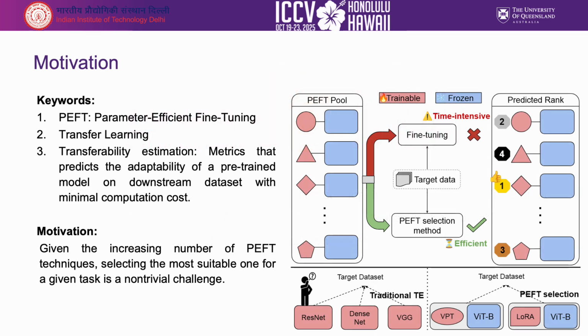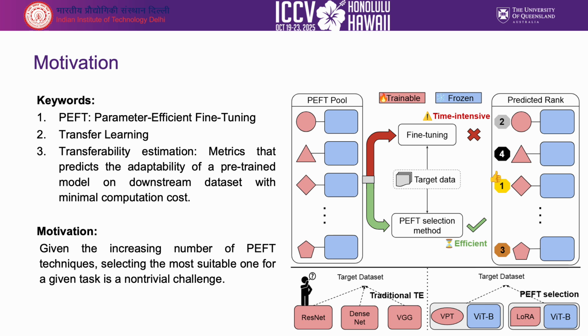The motivation is simple: with the proliferation of PEFT methods like LoRA, VPT, and adapters, it has become a non-trivial challenge to choose the right one for a new task. The gold standard is to fine-tune and test every single one, which is clearly time-intensive and computationally expensive. We need an efficient PEFT selection method that can accurately predict the winner with minimal cost.